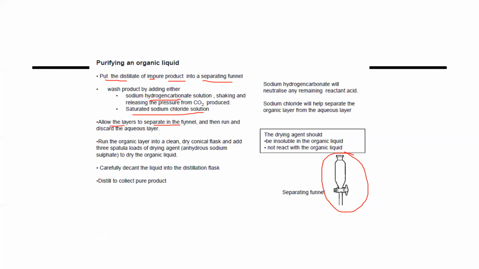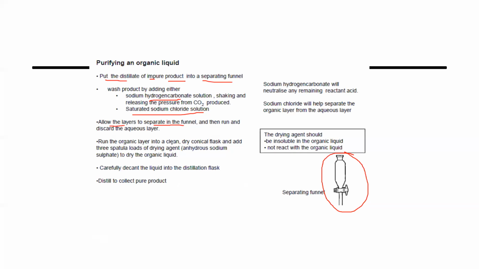So allow the layers to separate in the funnel. How will we know that? If there is an organic substance mixed with the aqueous substance, the solution will be cloudy. But once the solution appears to be clear, at that moment we remove the aqueous layer from the organic layer.